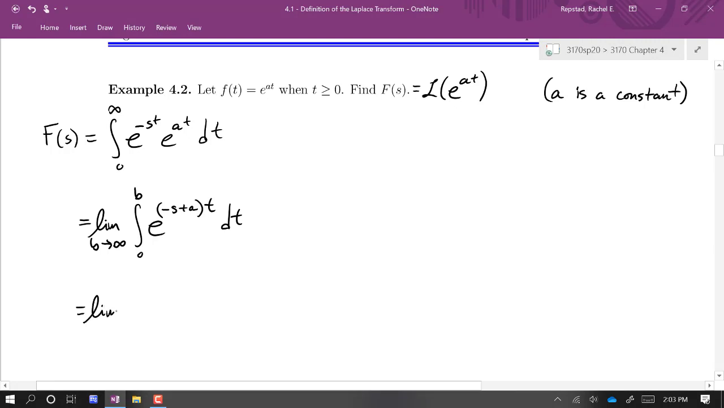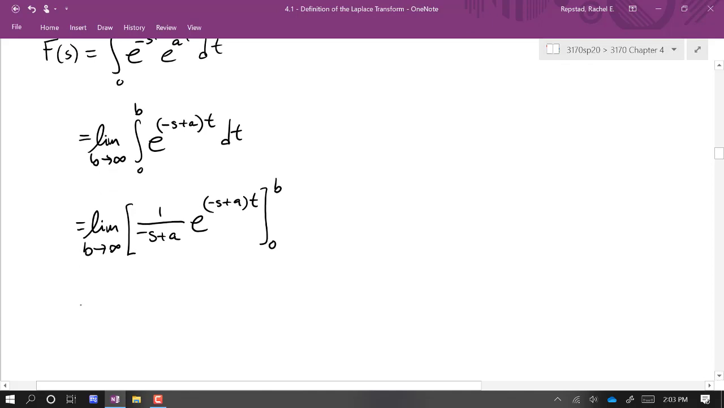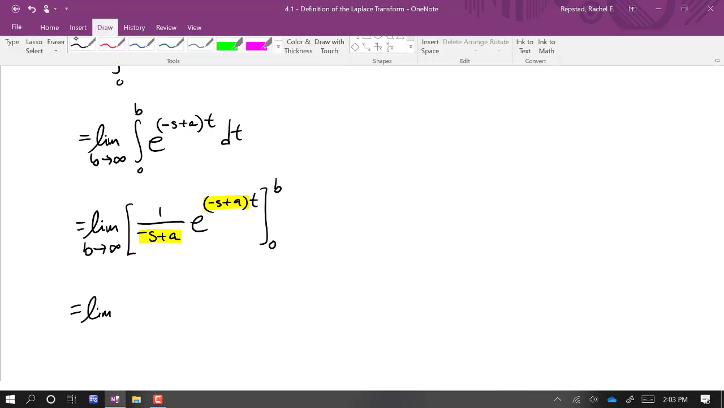So it's the limit as b approaches infinity of 1 over negative s plus a, e to the negative s plus a times t, evaluated from 0 to b. I'm going to plug in the limits, and at the same time, I'm actually going to do a little something to rewrite this expression, just kind of factoring. I'm going to factor out a negative 1 from each of those expressions.